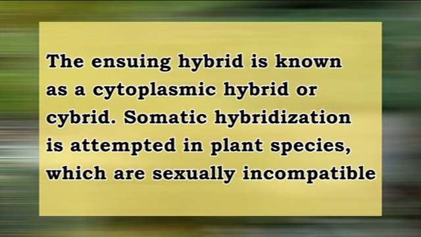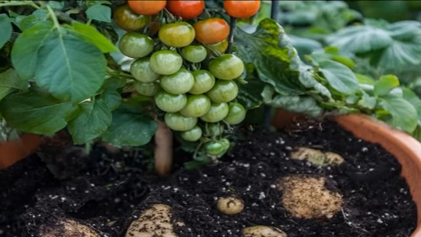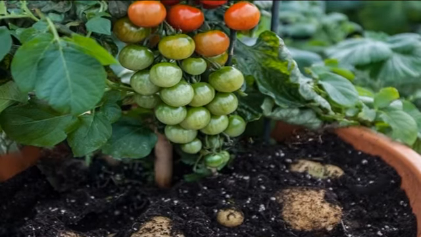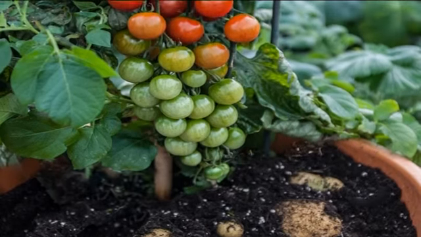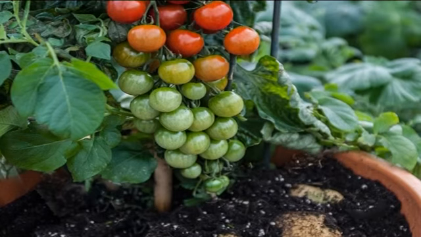Somatic hybridization is attempted in plant species which are sexually incompatible. The well-known example of a somatic hybrid is pomato, obtained from the protoplast of potato and tomato. However, this hybrid is of little commercial value.